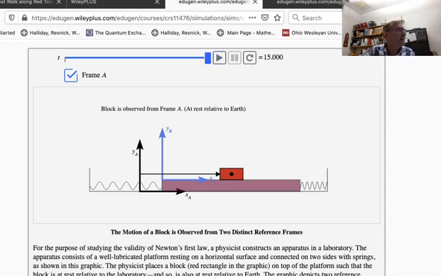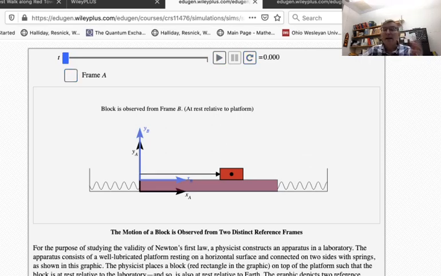All right, now I'm going to reset the animation, and I'm going to unclick this box. Now we, the observers, are going to be in frame B, reference frame B. What is reference frame B? First of all, you'll see it drawn with blue arrows labeled XB and YB. And reference frame B is sitting on the platform. It's nailed down to the edge of the platform and does not move relative to the platform. And we're now going to be observers in frame B, as if we were sitting on the platform. I wonder what we will see. Let's run the animation.